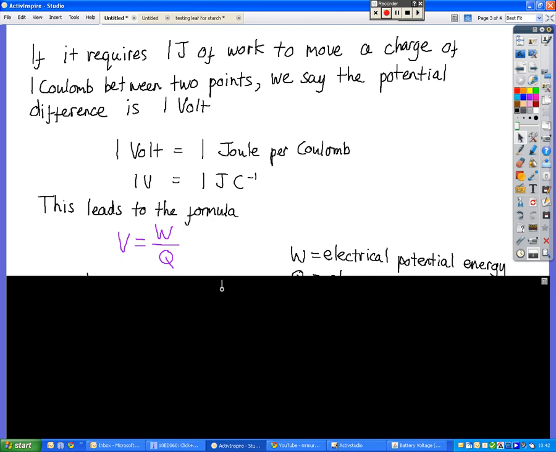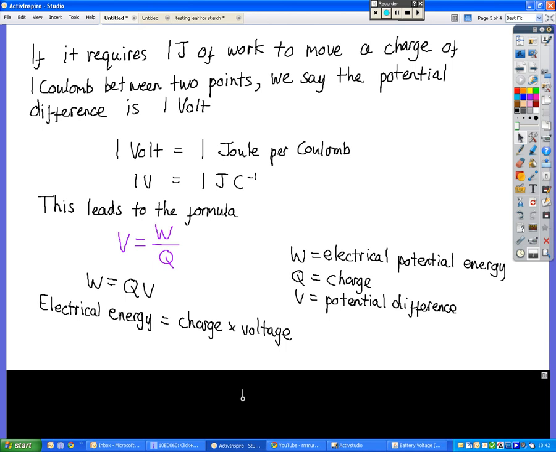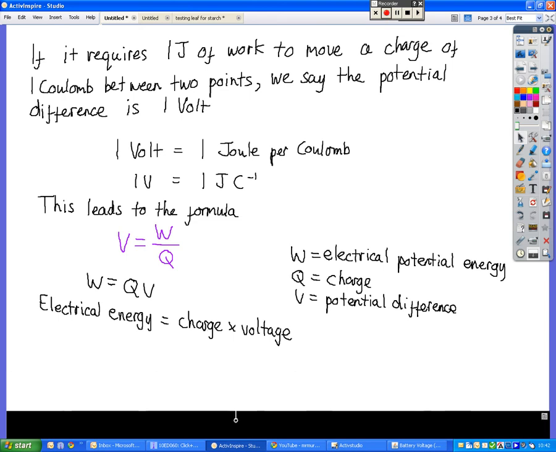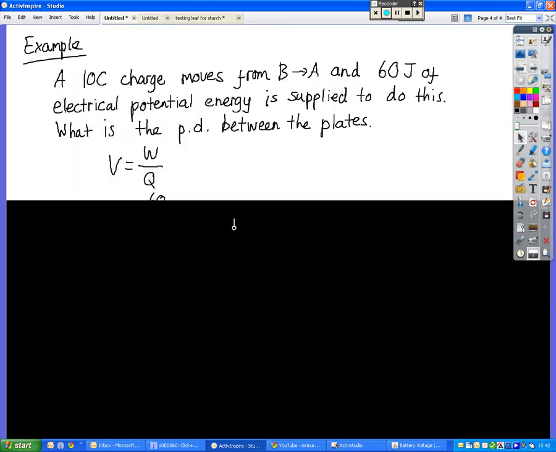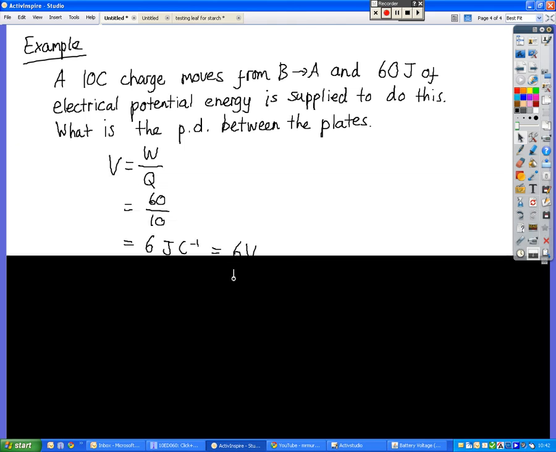And that led us to the formula V equals W over Q, where W is the electrical potential energy, Q is the charge, and V is the potential difference, formerly known as voltage. So a rearrangement of that is W equals QV. So the electrical energy required to make that voltage is charge times voltage. We did a quick example on that, where we had 10 coulombs of charge moving from B to A. Just going back to the example that I started with, 60 joules of electrical potential energy is supplied to do this. Calculate the potential difference.